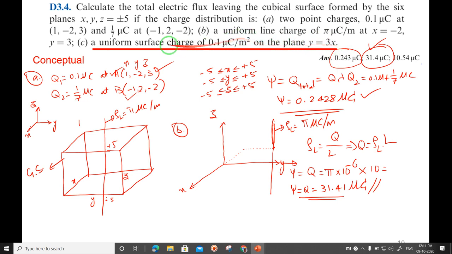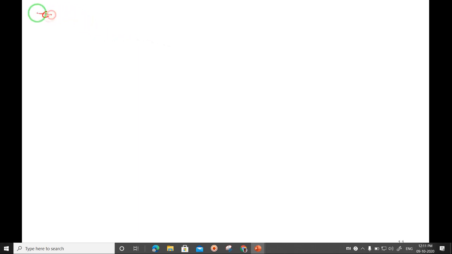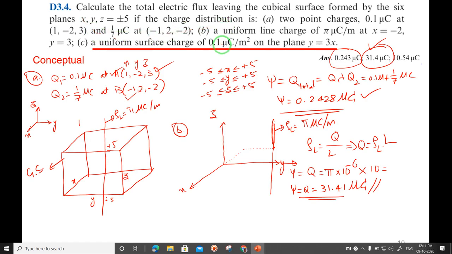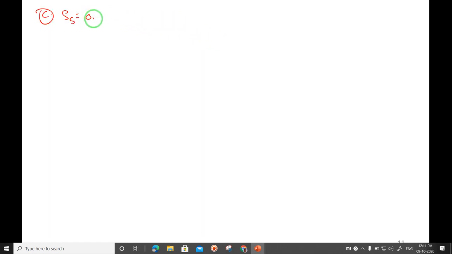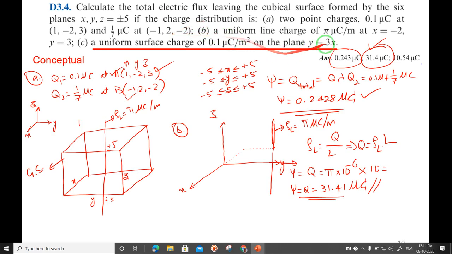We will try to picturize it and solve part C here. The surface charge density rho s is given as 0.1 microcoulomb per meter square, on the y equal to 3x plane.